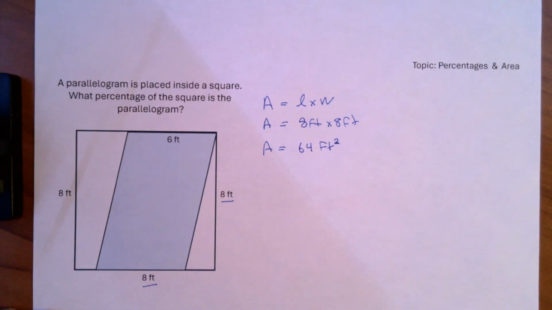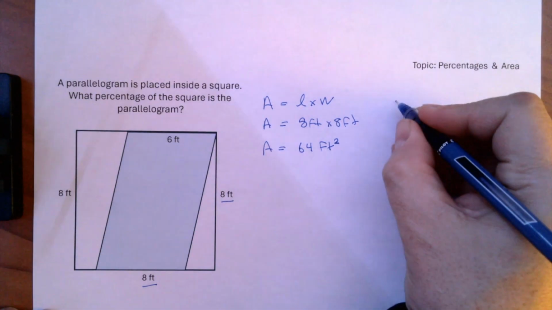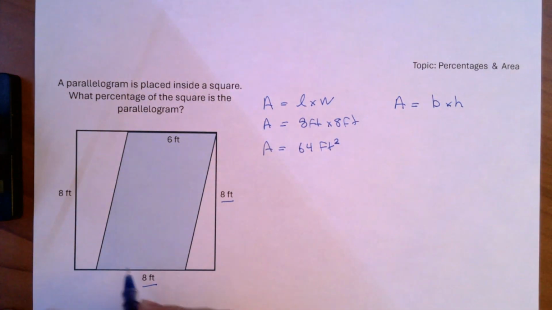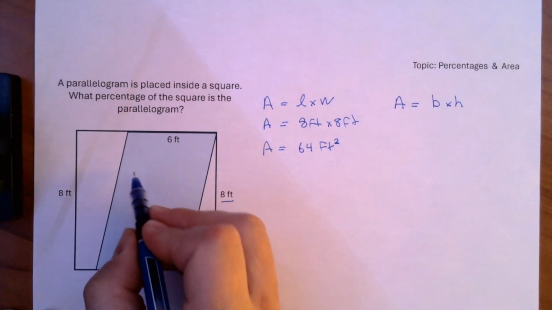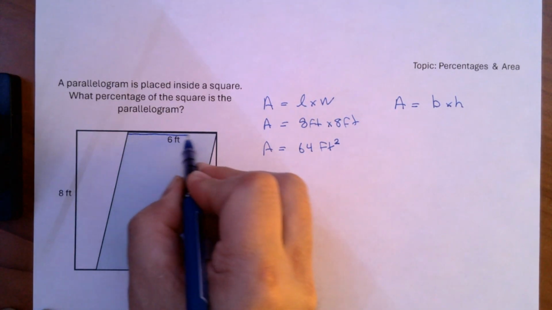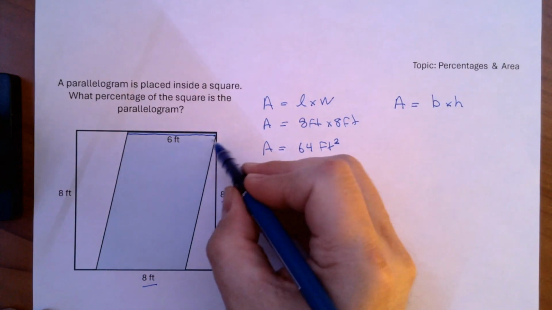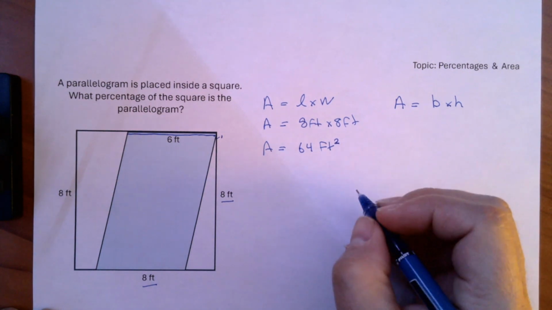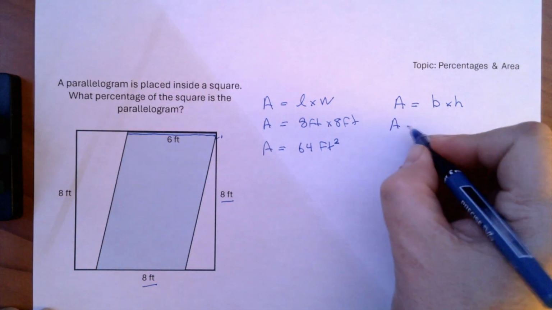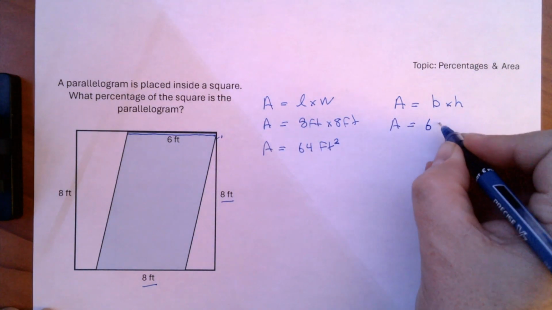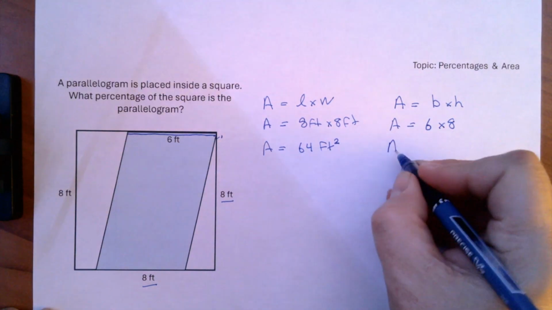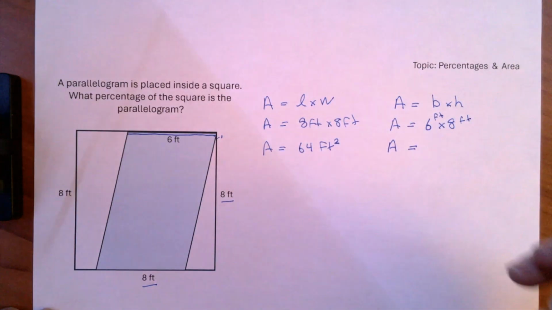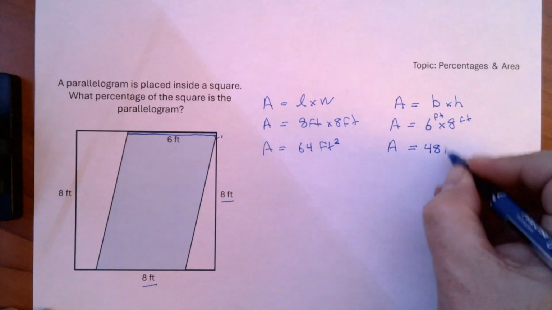Now for part two, we need to find the area of the parallelogram. To do that, we know area equals base times height. I know the base of the parallelogram is going to be 6, because from here to here is 6. And the height, remember, goes straight down, so the height of the parallelogram is going to be 8. So again, the base is 6 and the height is 8. When I multiply 6 times 8, and these are both feet, 6 feet times 8 feet would be 48 square feet.